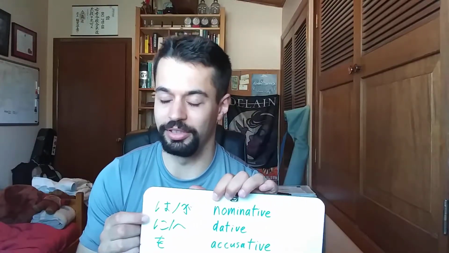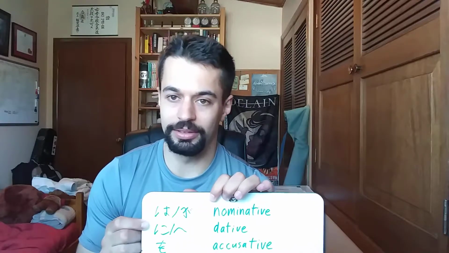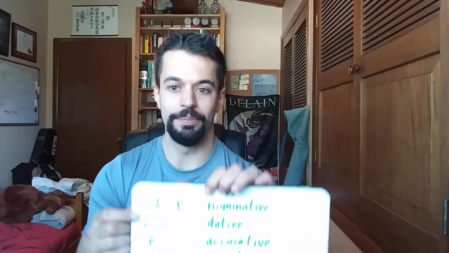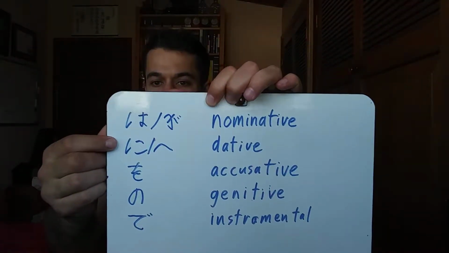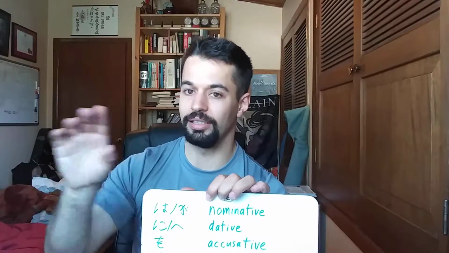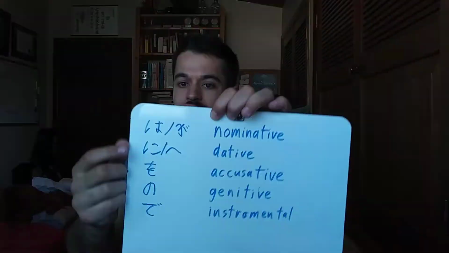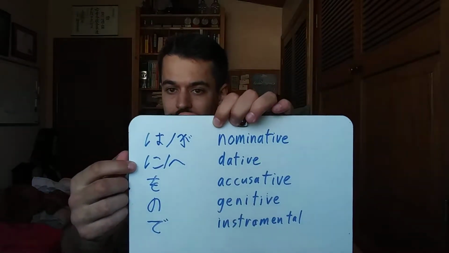So, okay, simpler example. 図書館に行きます. 図書館, library. に行きます. You're going to the library. The library is the destination. It is the target of the going action. And so you put ni or e on there.